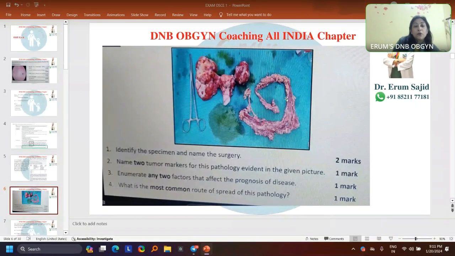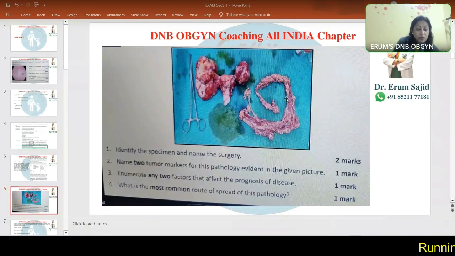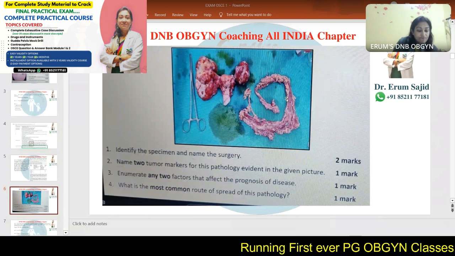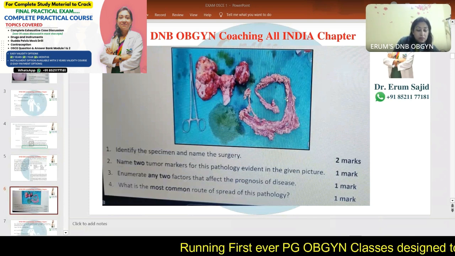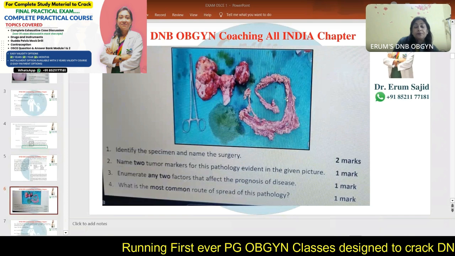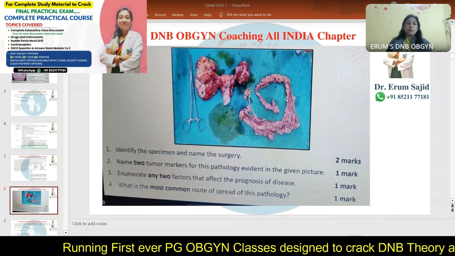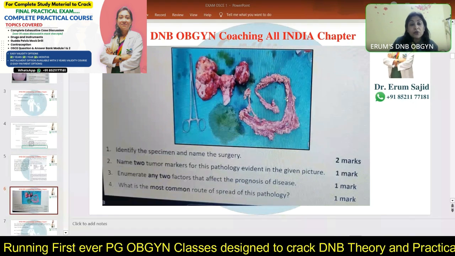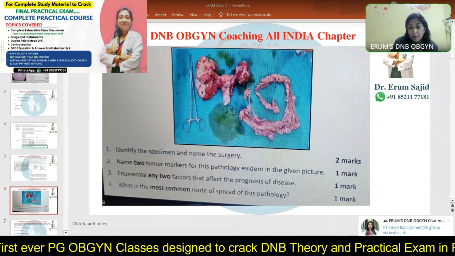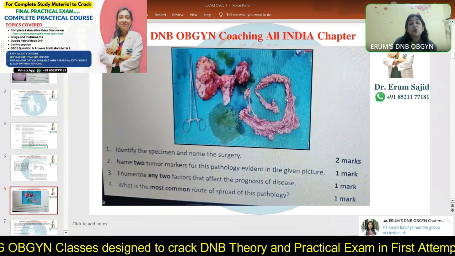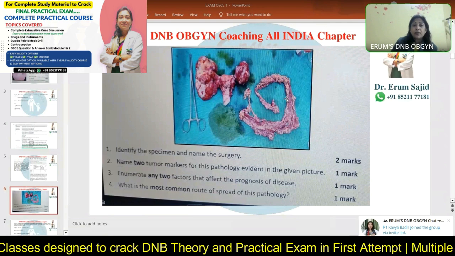Okay. How many of you can identify the specimen and how many of you understand which surgery it is? Do not fear. Just whatever comes into your mind first is usually the correct answer. So just write down whatever you feel, right?